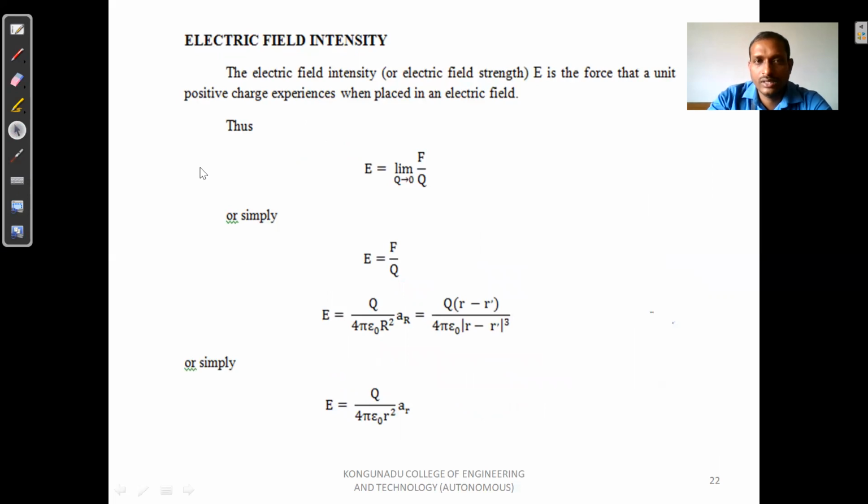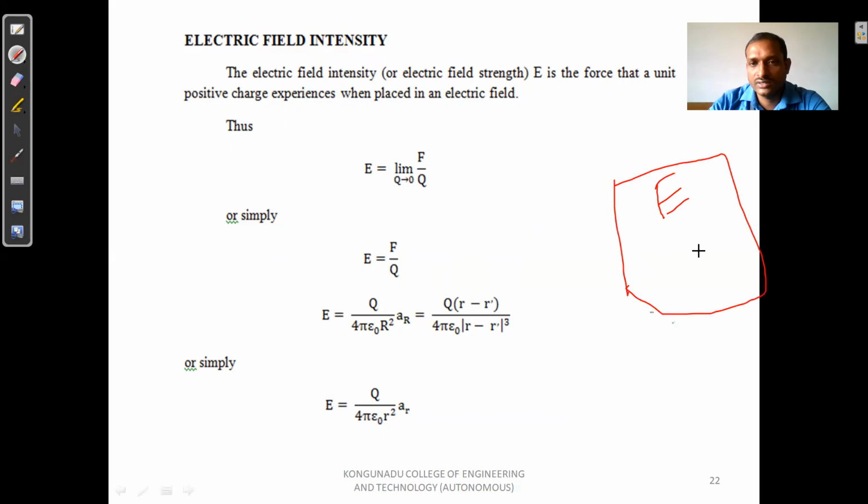Next, the basic definition. What is meant by electric field intensity? Electric field intensity E is equal to F by Q, that is force divided by charge. Electric field intensity E is the force that a unit positive charge experiences when placed in an electric field. If you place a charge Q in an electric field E, it experiences some force. So E equals F by Q, force divided by charge, is called electric field intensity.